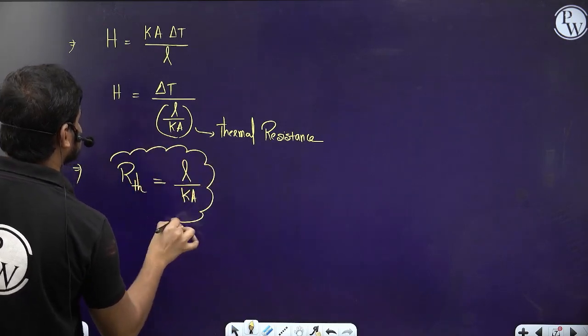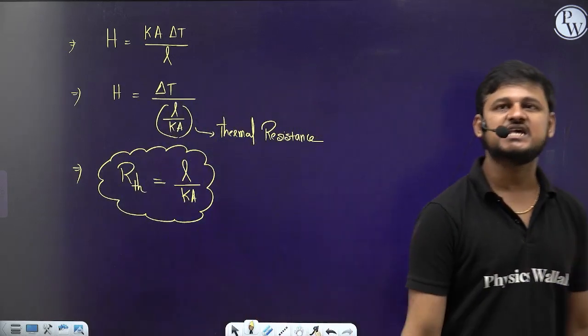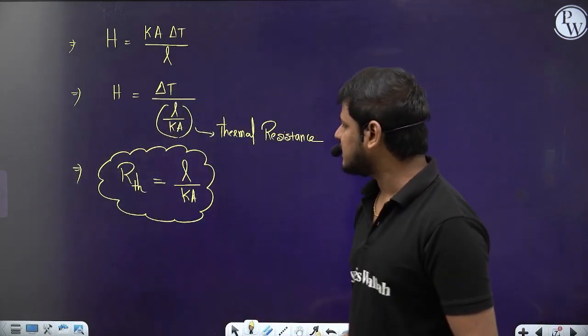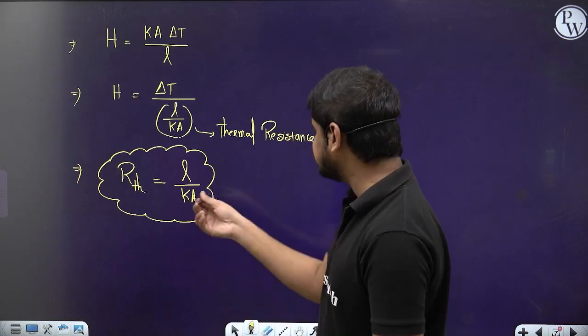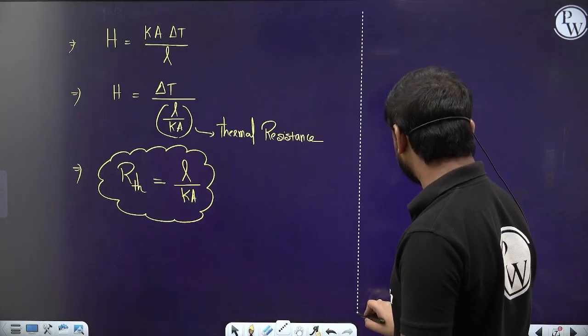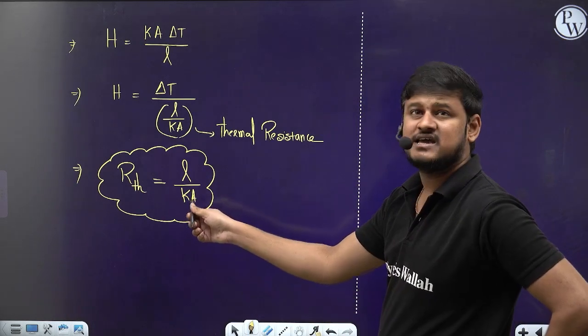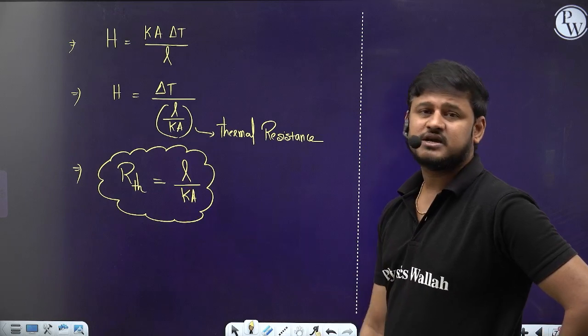The thermal resistance R_TH is equal to L by KA, where L is the length of the given conductor, K is the thermal conductivity, and A is the area. So how do you write the units of it? What are the units of thermal resistance? Don't find the units from here, because writing the K units, A units, and L units becomes a bit complicated.